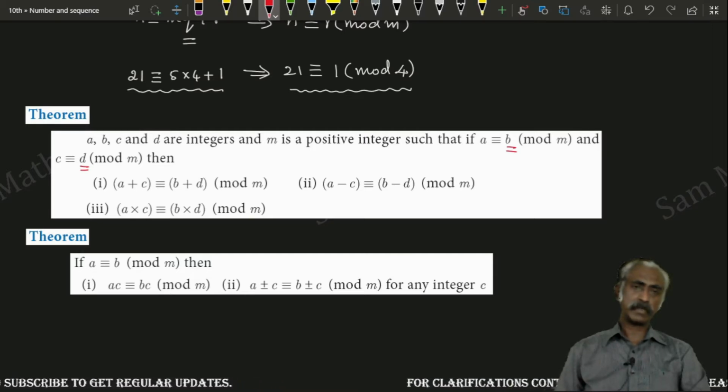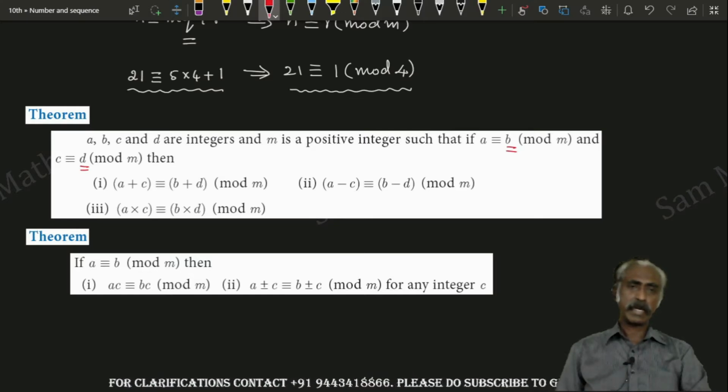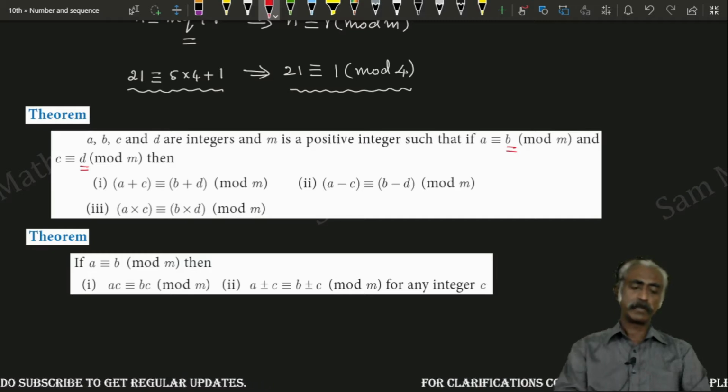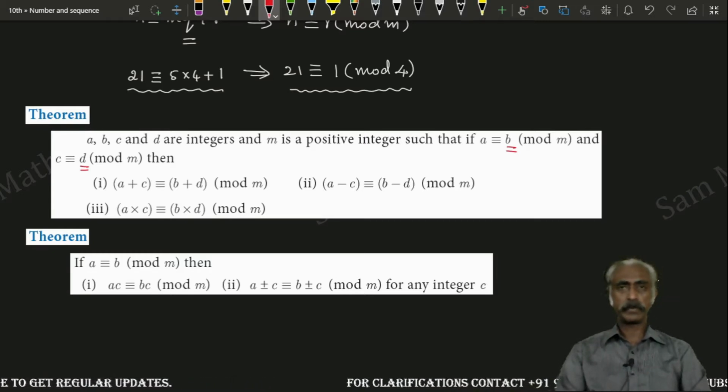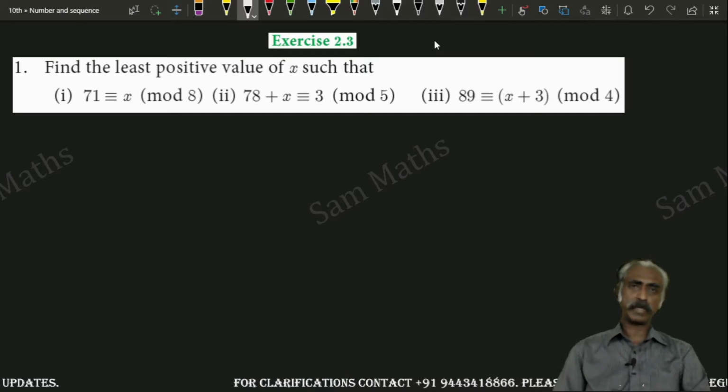That is, A is congruent to B, in that we are multiplying by C on both the sides, which won't affect the process. Second subdivision, A plus or minus C: we are adding or subtracting a constant, and we are getting A plus or minus C is congruent to B plus or minus C mod m for any integer C. So, this you have to remember while doing the problems.